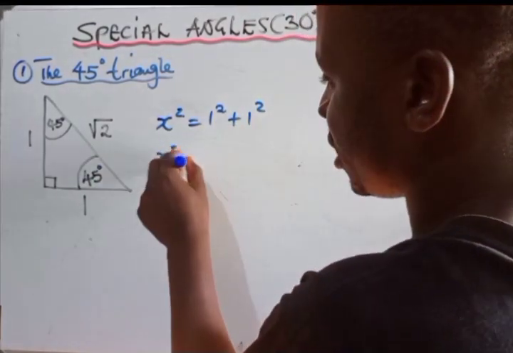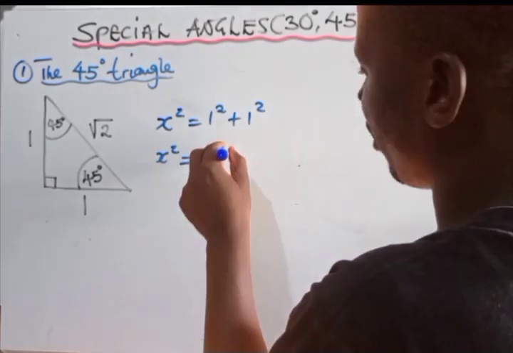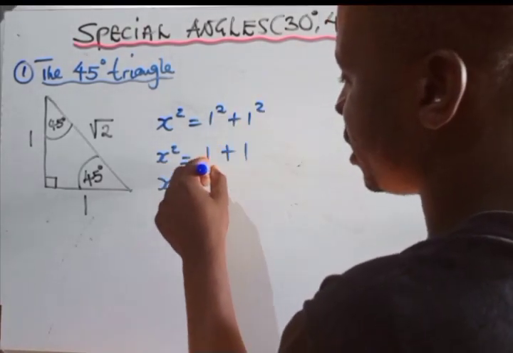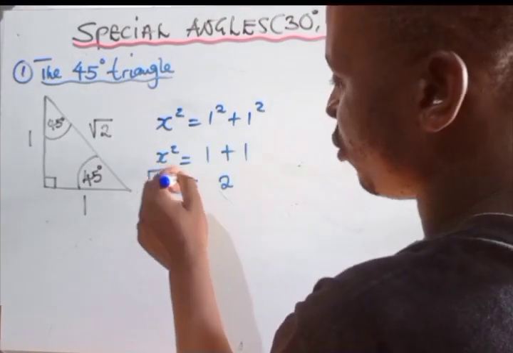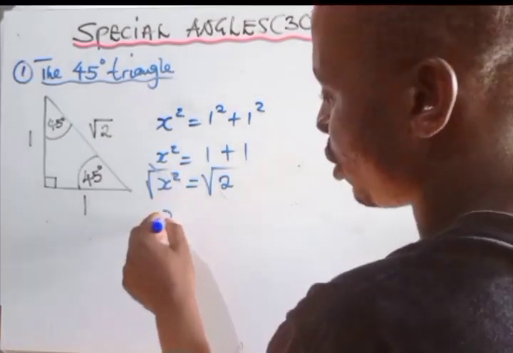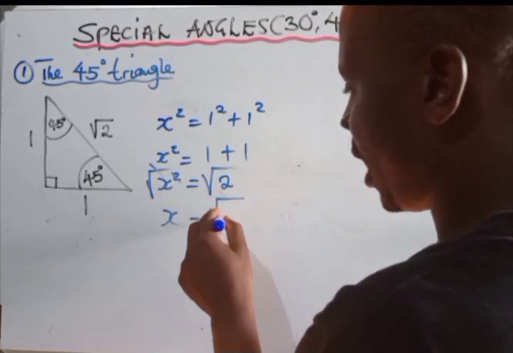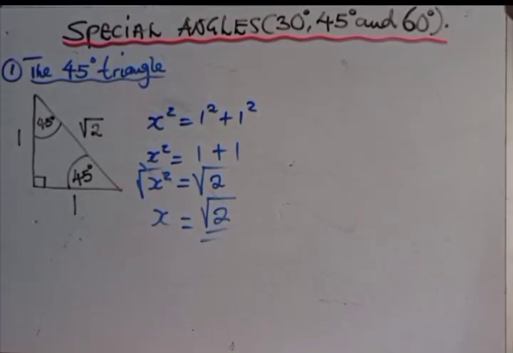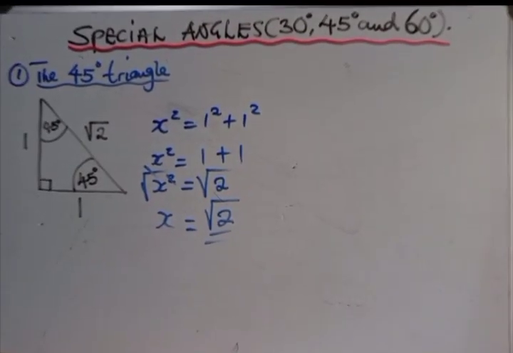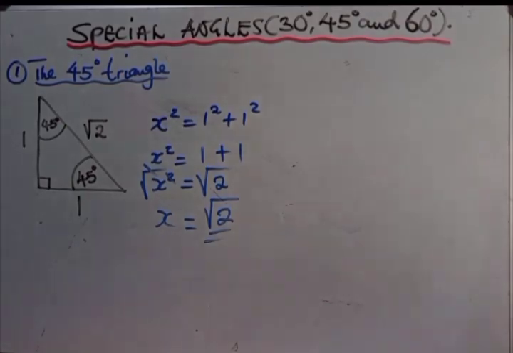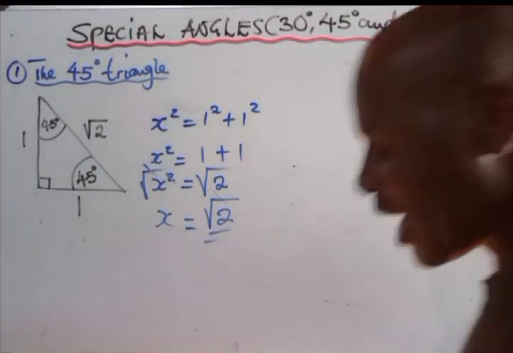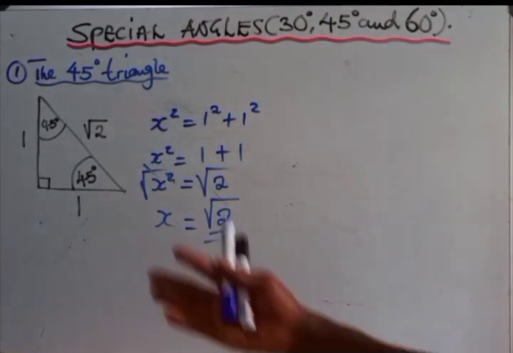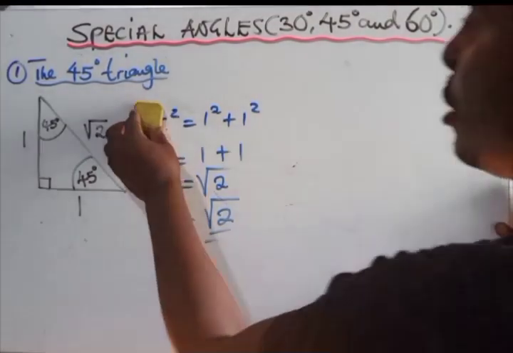So we have x squared is equal to 1 squared is a well-known issue. The answer is 1. Even there it's 1. So x squared will be 2. So if you square root both sides, this means that our hypotenuse is the root of 2. That is the reason why we are having a root of 2 there as our hypotenuse.